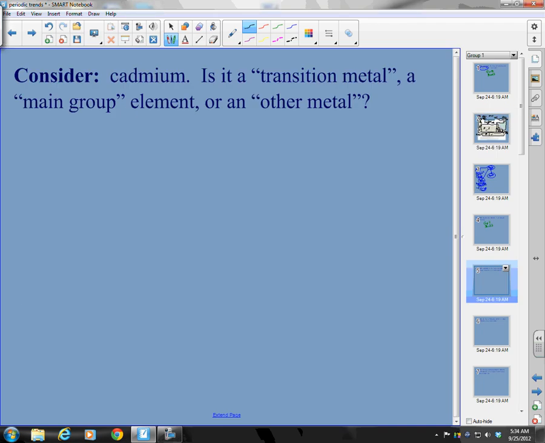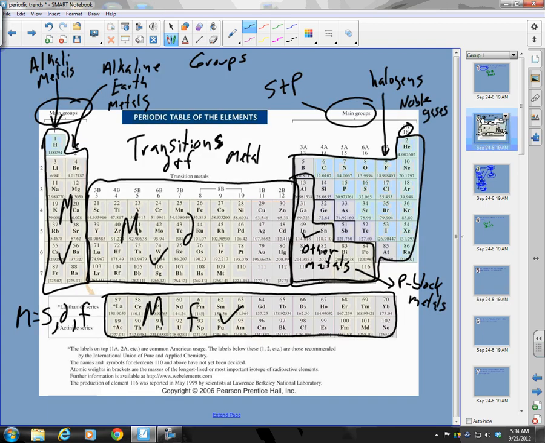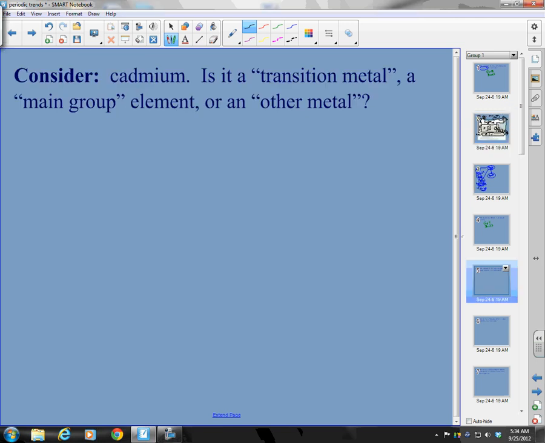Okay? I think we have enough now to answer our question. Cadmium, is it a transition metal, a main group, or an other? Okay, let's see. Where is cadmium? Cadmium is right here. What do you think? Well, it's certainly in my D block. Is it part of my main group? No, my main group are S and P. And is it another metal? No, my other metals are my P block metals, right? So cadmium is simply a transition metal.